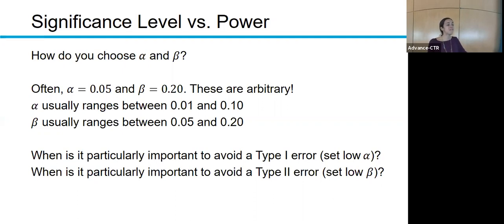This is very closely linked to the sensitivity and specificity of a test. Sometimes when you're getting some sort of test done, you're going to want to make sure that you minimize those false positives. And in other situations, you might be more concerned about false negatives. It's the same sort of idea.